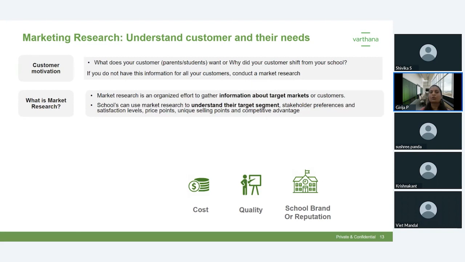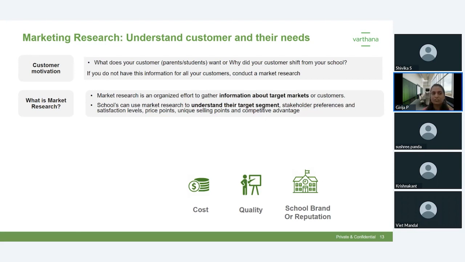Marketing research is an organized effort to gather information about the market, the target markets or the customers, the parents, to understand their preferences, their satisfaction level, the price point they are looking for, how you can use your competitors' advantage, and what can be your selling points. Marketing research will help you understand the preferences and motivation factors of the customers, which can help you work accordingly for the future.